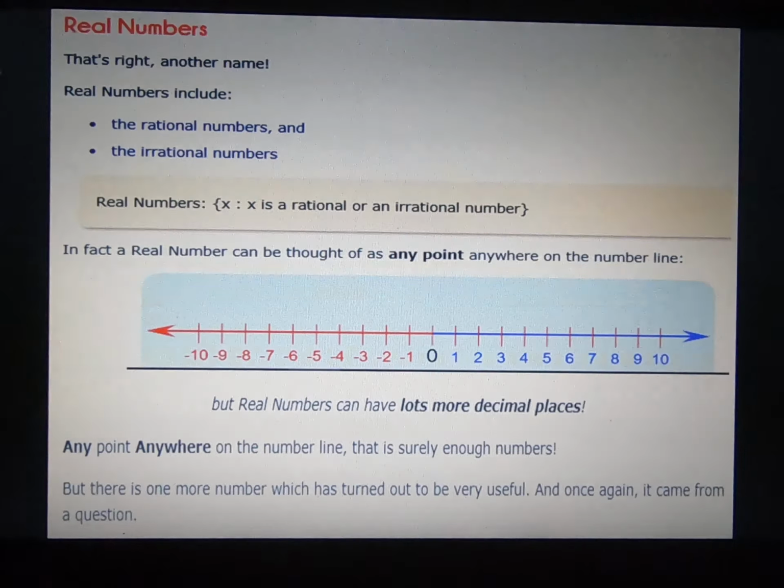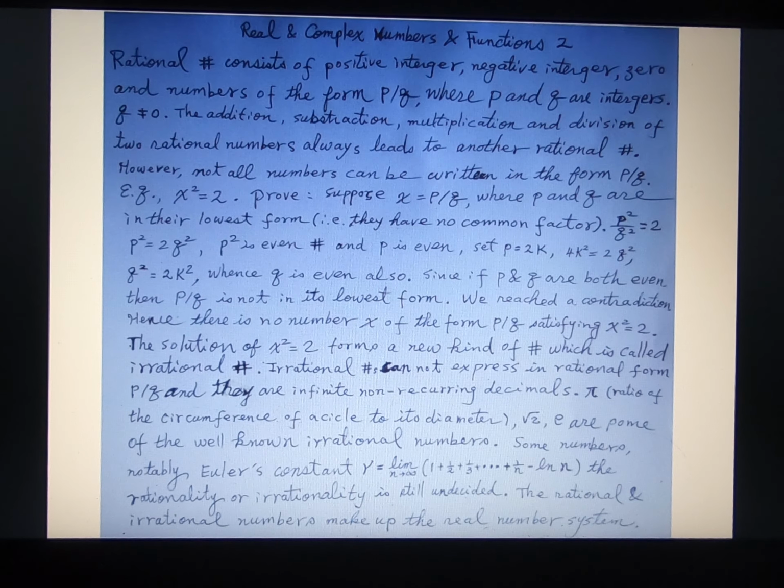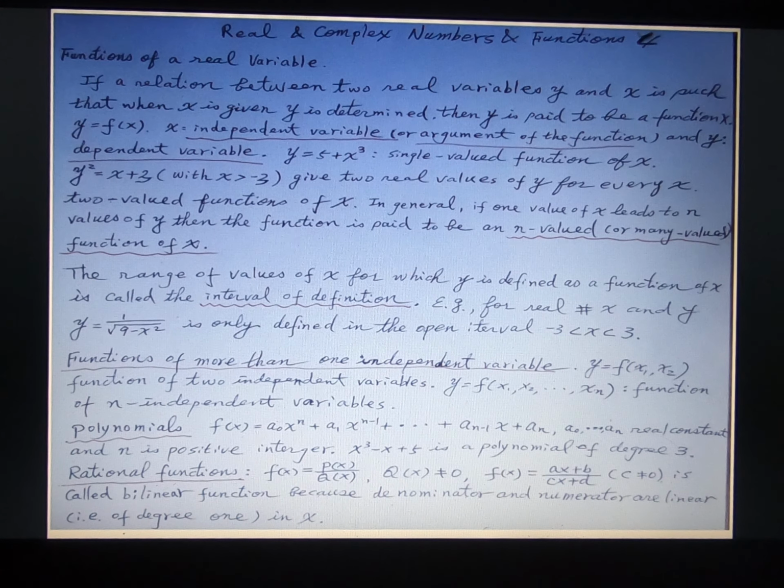Real numbers: you add rational and irrational numbers, so it becomes a real number. So a rational number is one you can write as P over Q. You add irrational numbers, and it becomes the real number system.